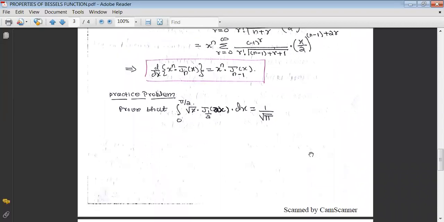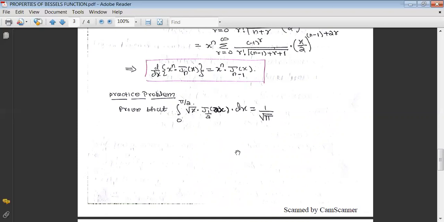And now one simple practice problem I would like to give: prove that the integral from 0 to pi by 2 of root x into J half of 2x dx equals 1 by root pi. Let me give a hint for this. Consider Jn of x. Wherever n is there, you take 1 by 2. Otherwise, the process goes lengthy. Otherwise, we already proved an expression for J half of x.